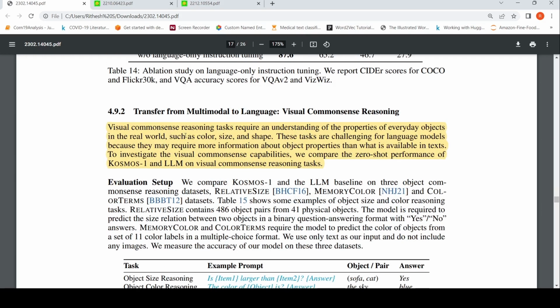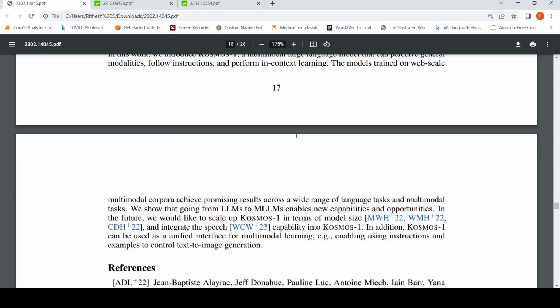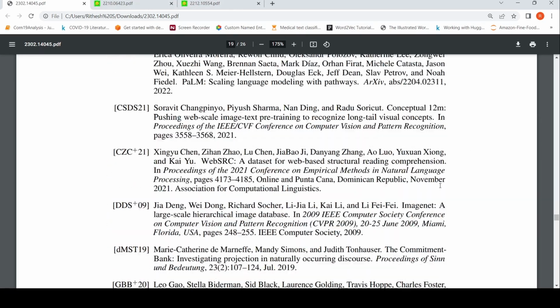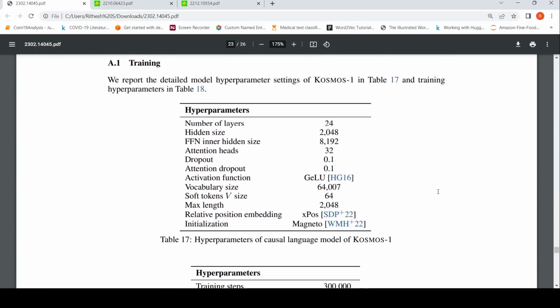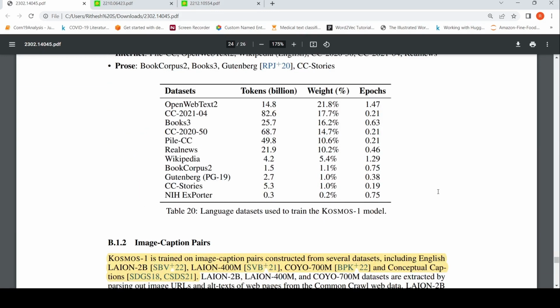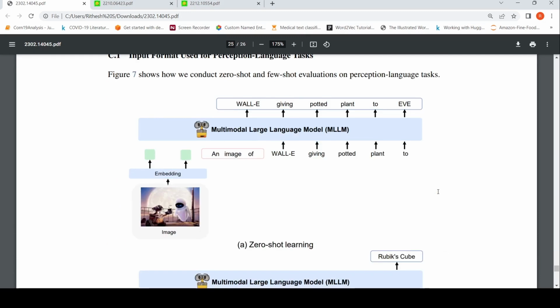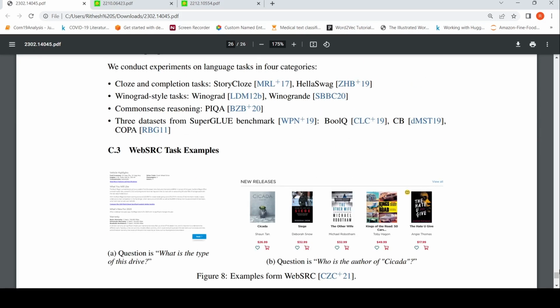So then they talk about the visual common sense reasoning task, that is understanding the properties of everyday objects. So here language models need to understand more information from the object properties. Okay. So here they have given some results on that. Okay. So these were some of the tasks and how this model performed on these tasks. And if you look at the appendix, they have given the hyperparameters of this particular model. Right, and then the data sets over here, what data sets it was trained on, and how they did the evaluation, right? So that is what is explained over here.